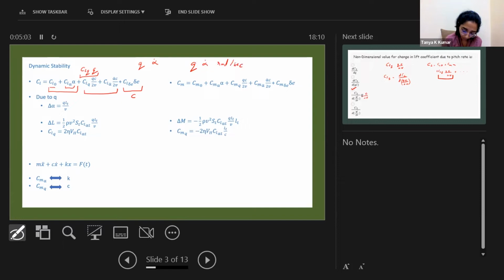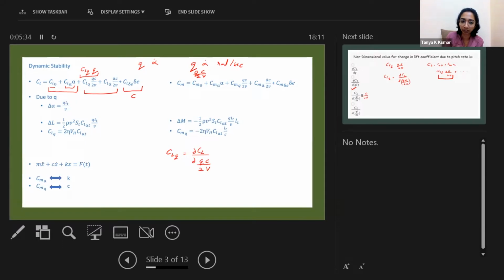Now how do you non-dimensionalize it? You write Q C by 2V. 2 is just a convention. You can use anything, but we are following the 2V convention. So it's QC by 2V. And here the CLQ. CLQ is what? It's dou CL by dou QC upon 2V. So it's not just dou CL by dou Q, it's dou CL upon dou Q by QC by 2V.